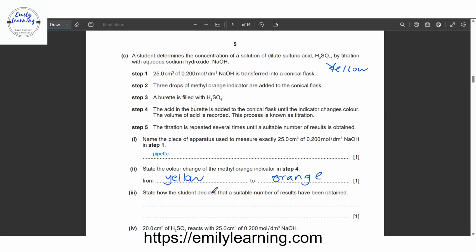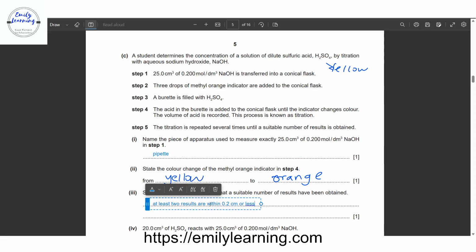Next, state how the student decides that a suitable number of results have been obtained. Okay, so in order to obtain suitable results for your titration, the readings cannot be too far off, right? So you need to have at least 2 results that are within around 0.2 cm³ or less to each other, so that you know that you have repeated and you get consistent results. So these consistent results are the ones that I will choose. All right. So the answer is at least 2 results are within 0.2 cm³ or less.